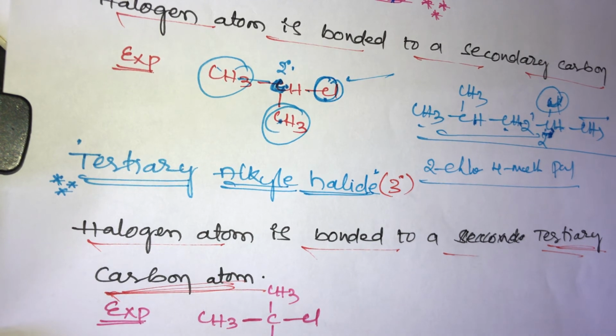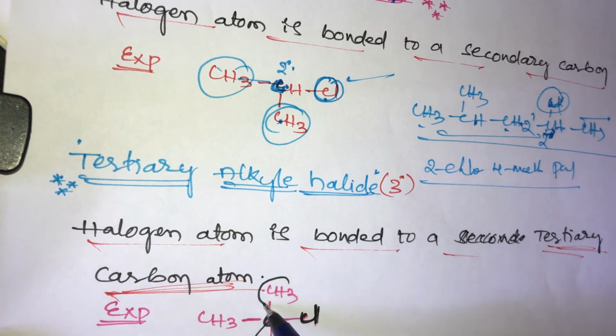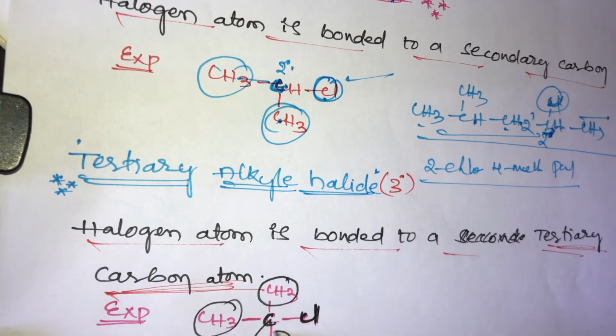Now here is an example, take tertiary butyl chloride. In this example, this chlorine is attached to the tertiary carbon. What is the tertiary carbon? Tertiary carbon means when a carbon is bonded with three other carbons. This carbon is bonded with three other carbons, one on the upper side, one on the left side and one on the lower side. This is the tertiary carbon. This chlorine is attached to the tertiary carbon, so that's why it is called tertiary chloride. So this is an example of a tertiary alkyl halide.